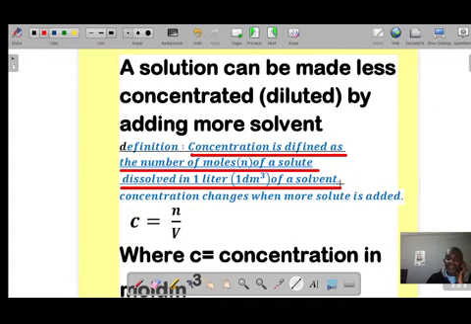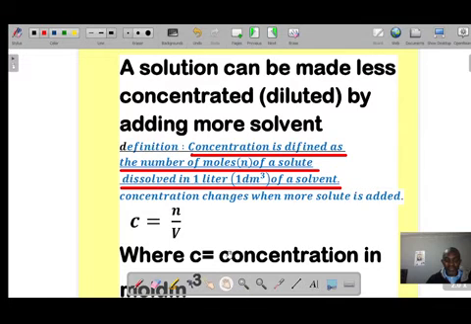Then I divide by the volume of that solution, which must be in liters or decimeters cubed. So the formula says that C equals N over V. Now this N is the number of moles, in what? In moles, that is mol. What about V? That is volume, which must be in decimeters cubed.